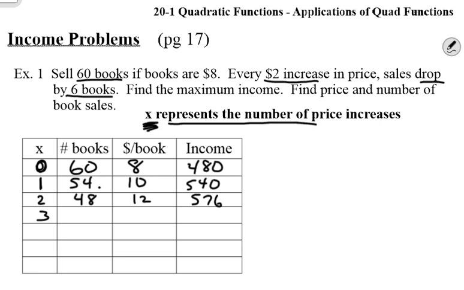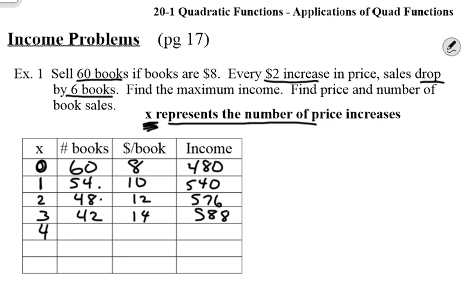3 increases. Drop 42. Price of book is 14. Well, now if they have 42 book sales at $14, that works out to be an income of $588. Still looking good. They're going to get greedy.